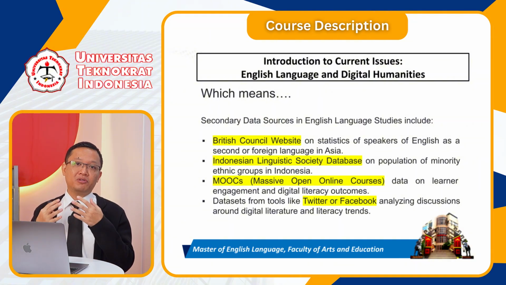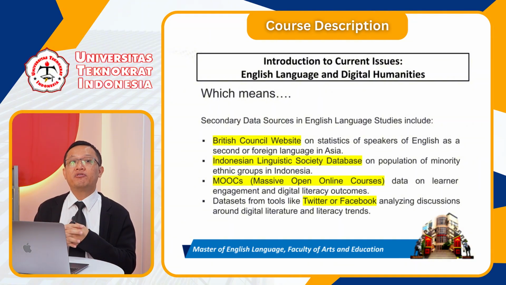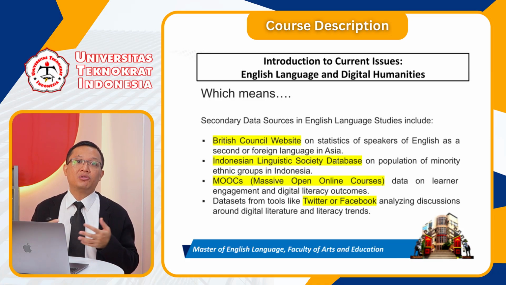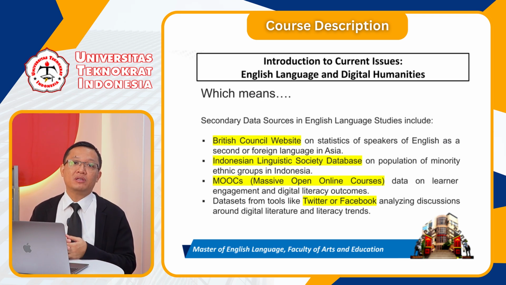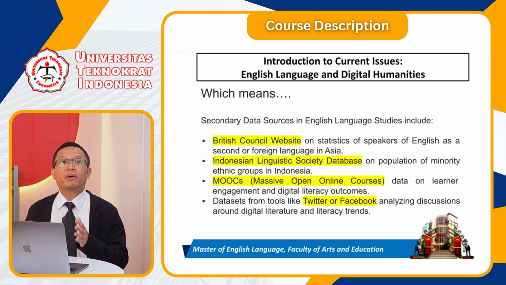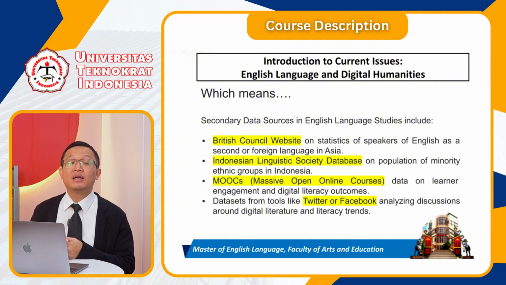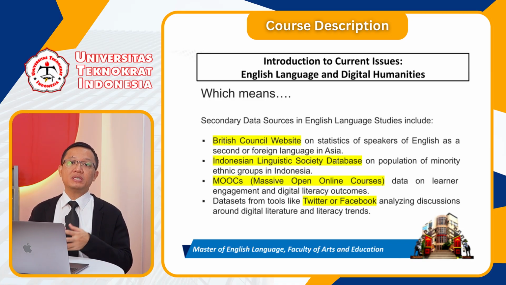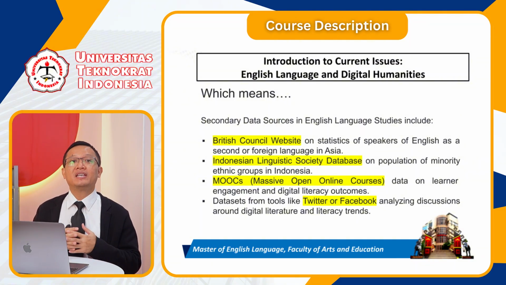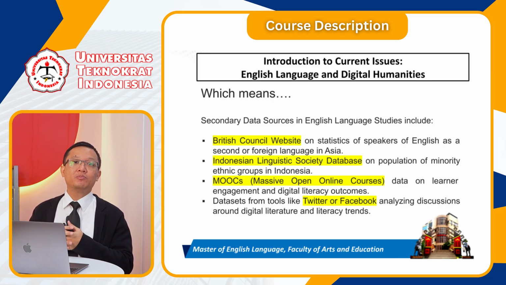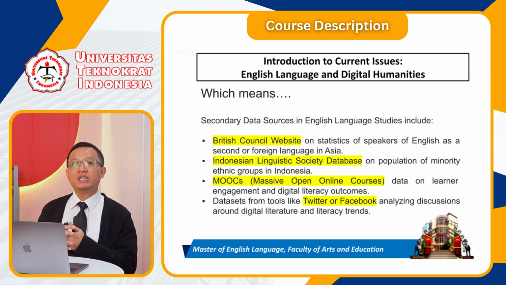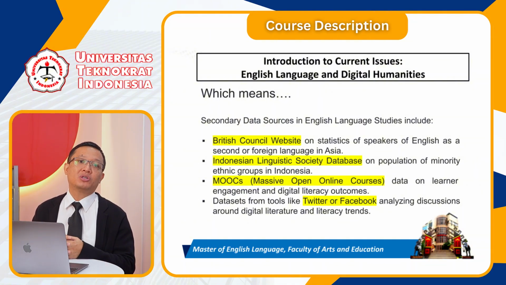And now when we talk about secondary data sources, if you're interested to look at the available sources, you can visit, let's say, British Council websites on statistics of speakers of English as a second or foreign language in Asia. Or, for example, the Indonesian Linguistic Society database on populations of minority ethnic groups in Indonesia, if you're interested in linguistics, let's say, or MOOCs, massive open online courses, data on learner engagement and digital literacy outcomes if you're interested in online learning, English language teaching and learning through online platforms, or datasets from tools like Twitter or Facebook, analyzing discussions on digital literature and literacy trends.